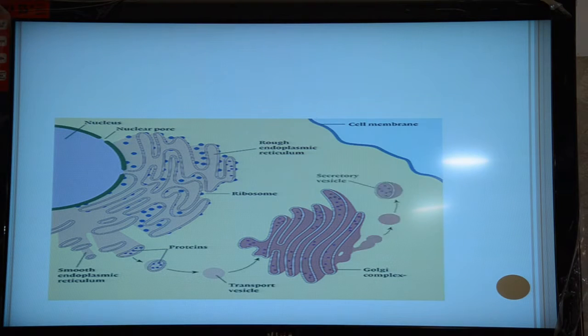This figure shows how the Golgi complex transports proteins. The protein product from the endoplasmic reticulum is transported in vesicles, and transported through the cisternae of this lamella, and can be shown in the secretory vesicles transporting out of the cells.